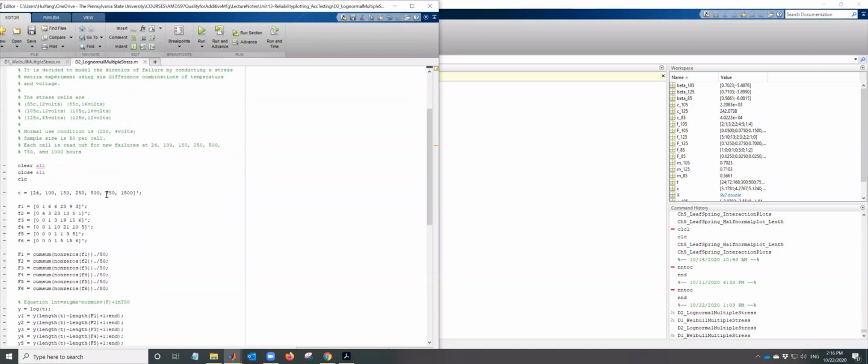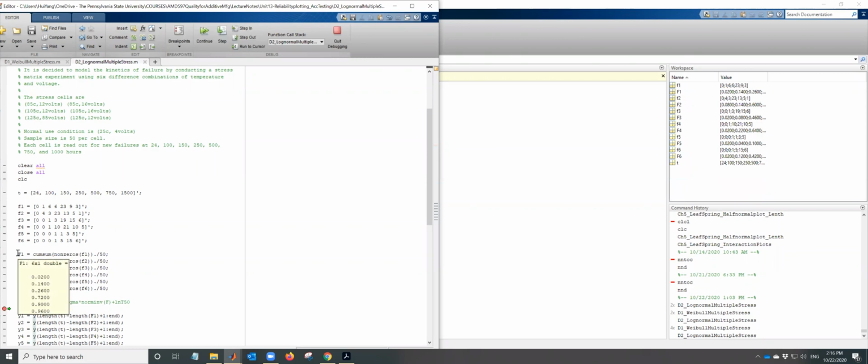This is readout time. This is for the first cell and how much failures at each readout time. And similarly, we do the non-zeros F, and then we do the cumulative distribution. Okay, this is a cumulative distribution. This is capital F. Now let's see what we have.